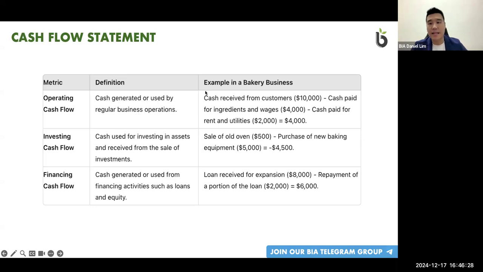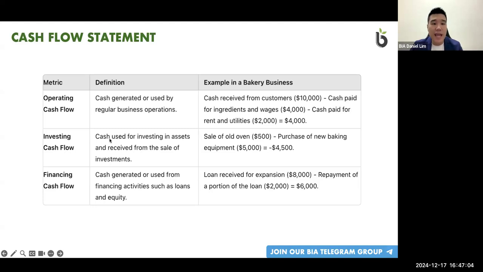Let's say, for example, in the bakery business again, when I do business, I receive cash from customers, $10,000. Then from that same cash, I also need to pay out for my ingredients and wages, I pay 4,000. And I also need to use that same cash to pay out my rent and utilities. So I subtract all of these from the 10,000, and my cash from operation in total is $4,000. Then sometimes I also need to record other purposes of the cash I'm using, and that is when investing cash flow comes in.